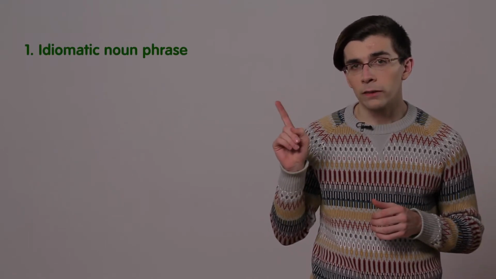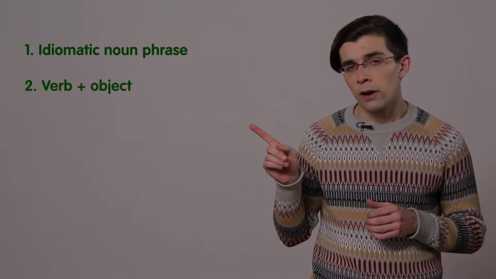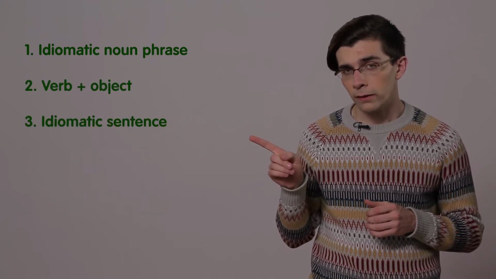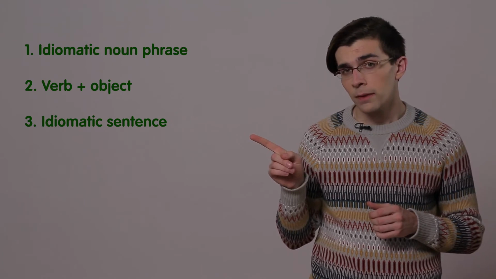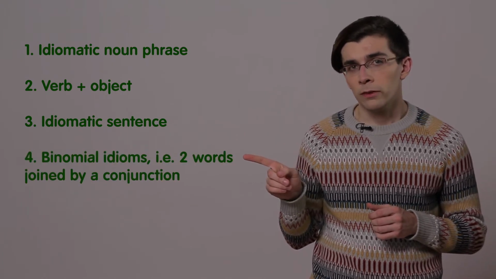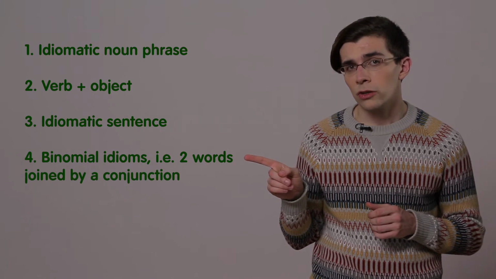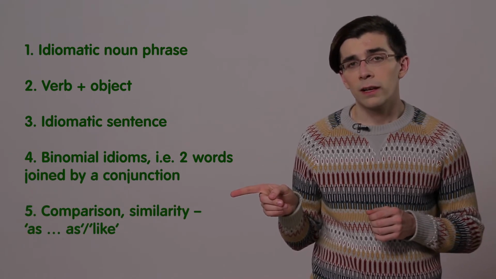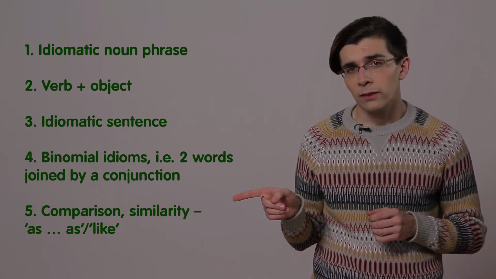He's relaxed. So one more time, let's have a look at all of the possible idiom types put together. First, we can have idiomatic noun phrases like black sheep, verb with an object, idiomatic sentences, not my cup of tea, binomial idioms, or two words joined by a conjunction, and finally a comparison or similarity using like or as, or a simile.